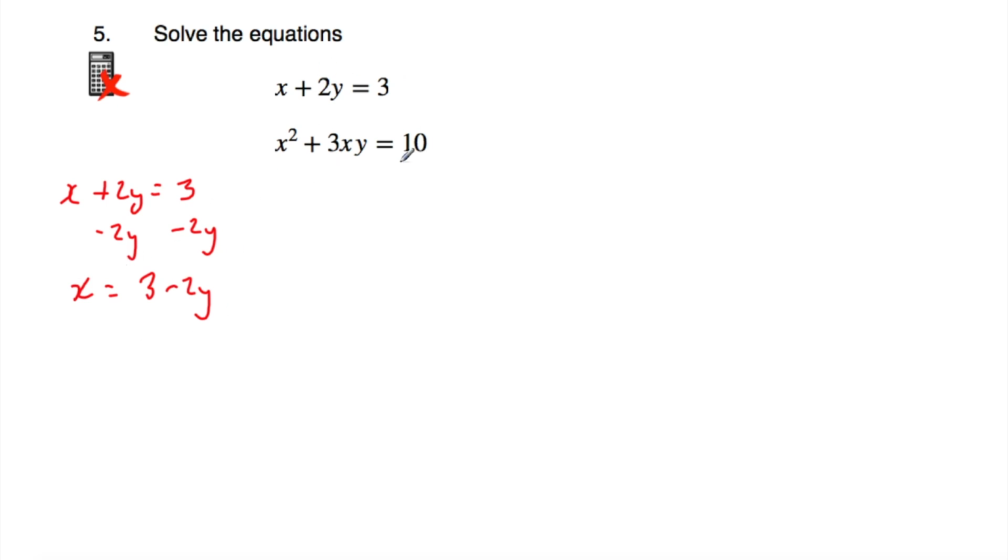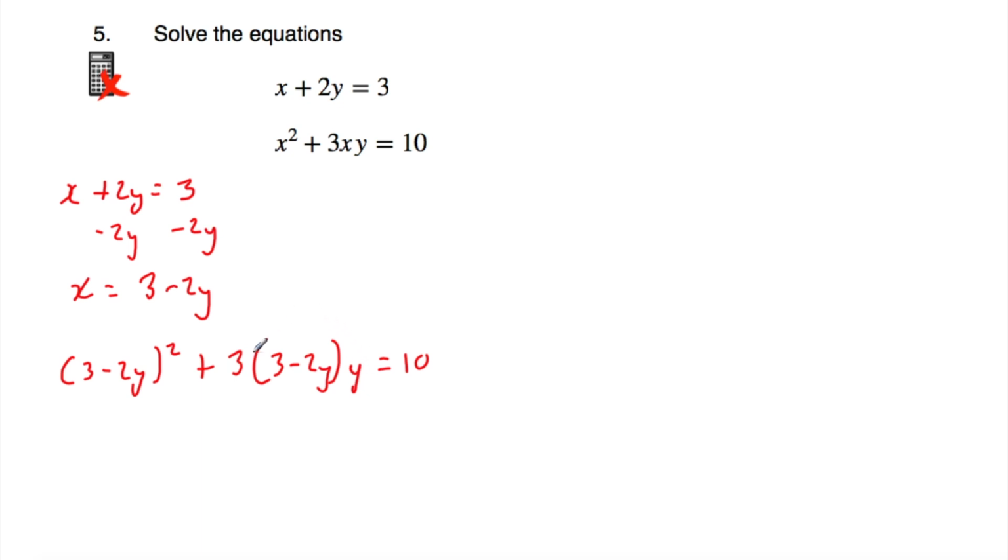Now let's substitute that into the nonlinear. So instead of it being x squared, we're going to write 3 minus 2y squared, and then plus, we've got 3xy, so it's going to be 3 times this times y equals 10. So instead of x squared, it's 3 minus 2y, close bracket squared, just substituting this in for the x. And then plus 3xy, so instead of x, we write 3 minus 2y in brackets, and we've still got our y there, and that equals 10.